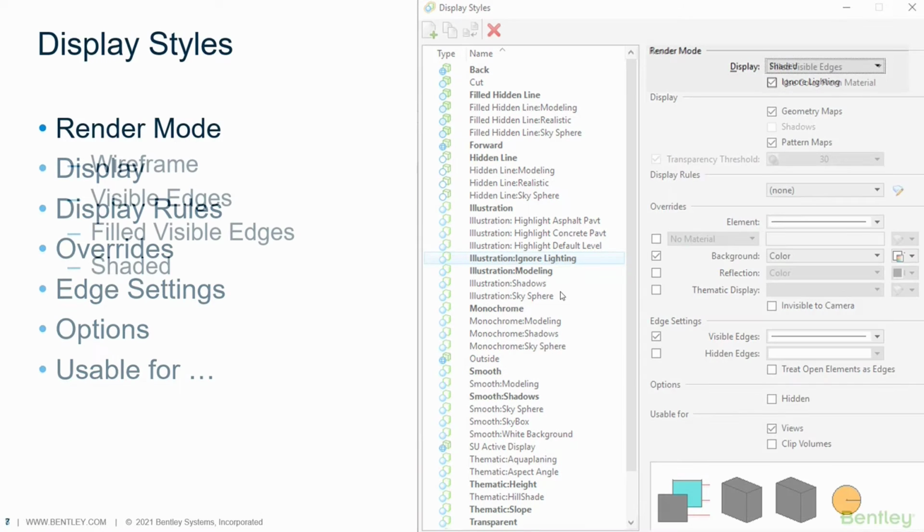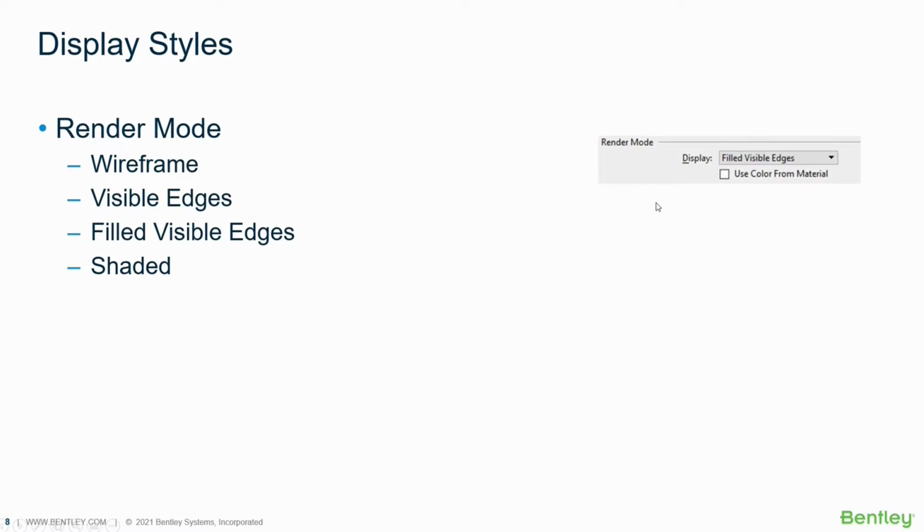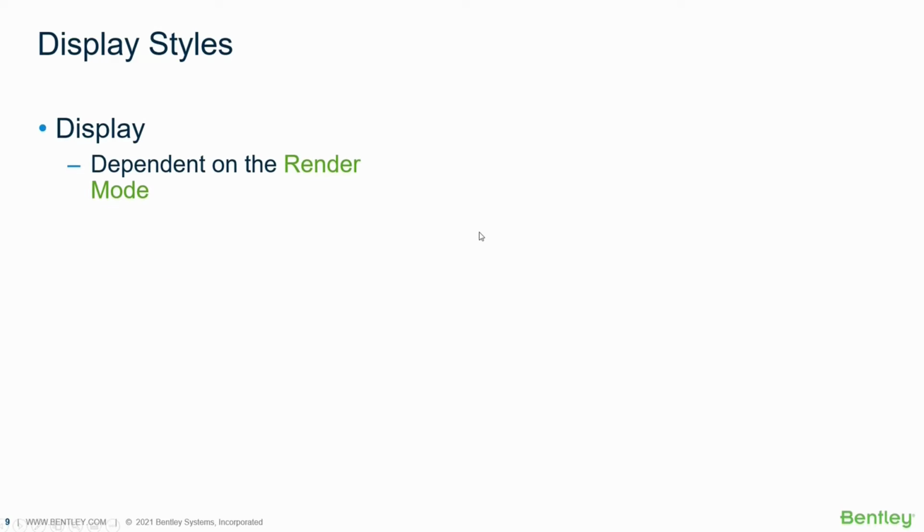A lot of these that come with the software are predefined based on some common usages. So if we take a look at render mode first, we'll just start at the top and work down through each of these. Render mode has 4 different options here: wireframe, visible edges, filled visible edges, and shaded. And we'll see each of those in a moment and what those mean.